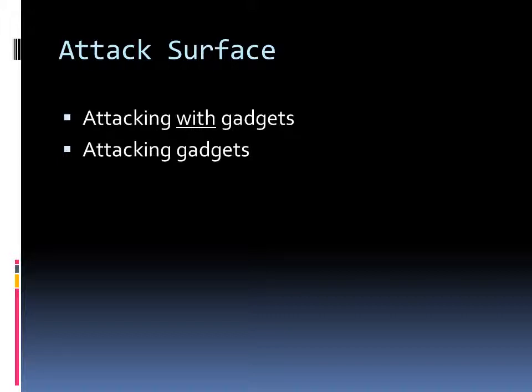Attacking gadgets, on the other hand, involves attacking existing gadgets. This is often done by going onto the internet, finding a gadget that already exists, and finding a vulnerability in it. It can also involve using man-in-the-middle attacks to intercept updates that are often done as automatic updates for the gadget itself.